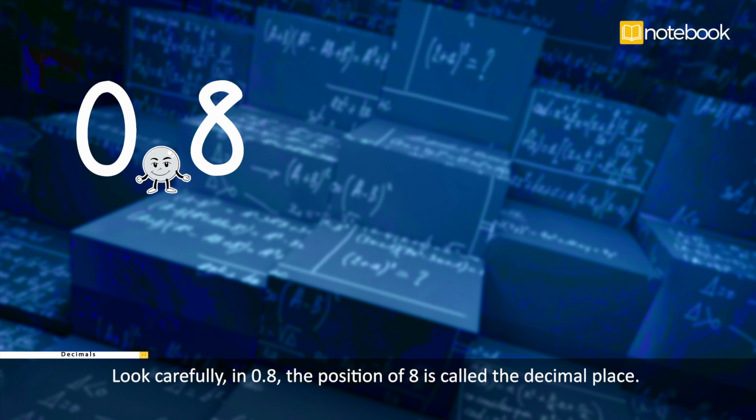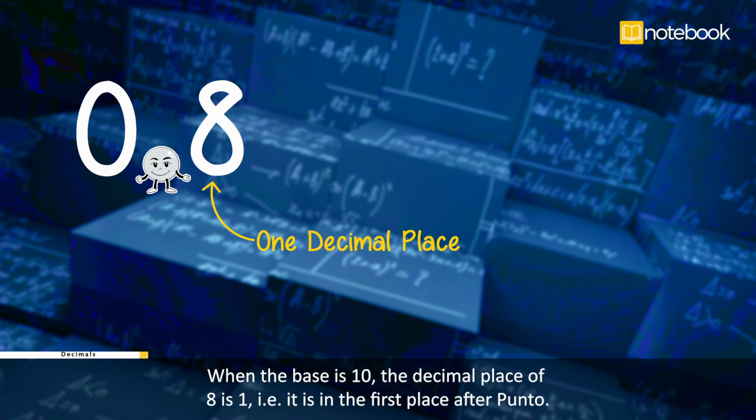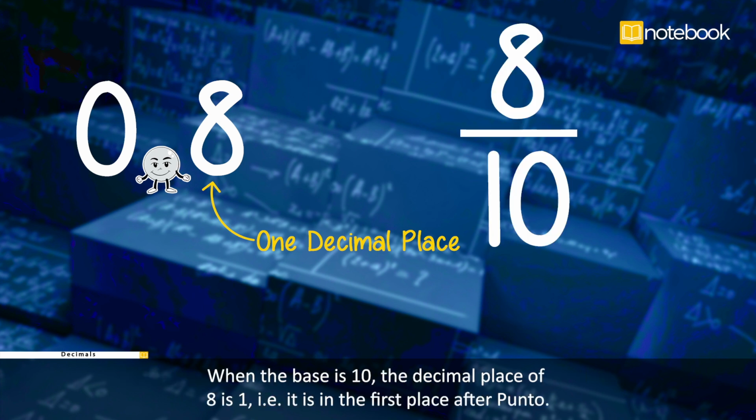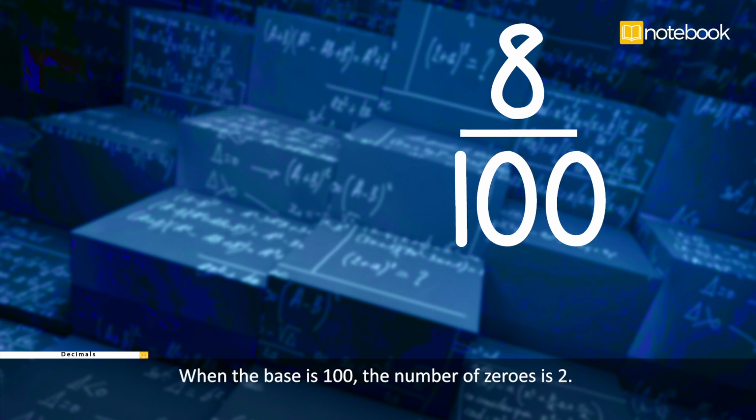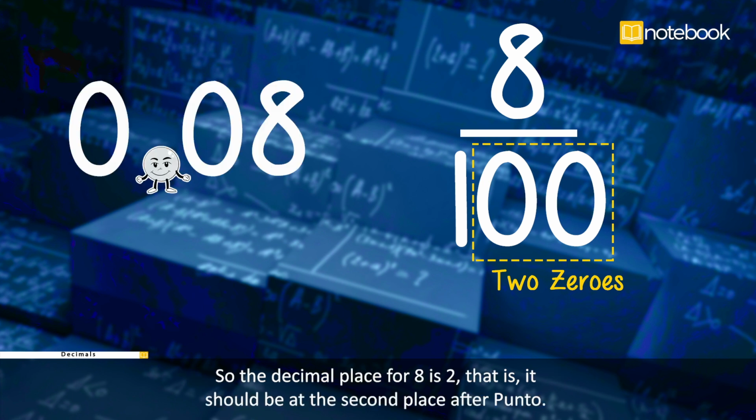Look carefully. In 0.8, the position of 8 is called the decimal place. When the base is 10, the decimal place of 8 is 1. That is, it is in the first place after punto. This is because 10 has only 1 zero. When the base is 100, the number of zeros is 2. So, the decimal place for 8 is 2. That is, it should be at the second place after punto.